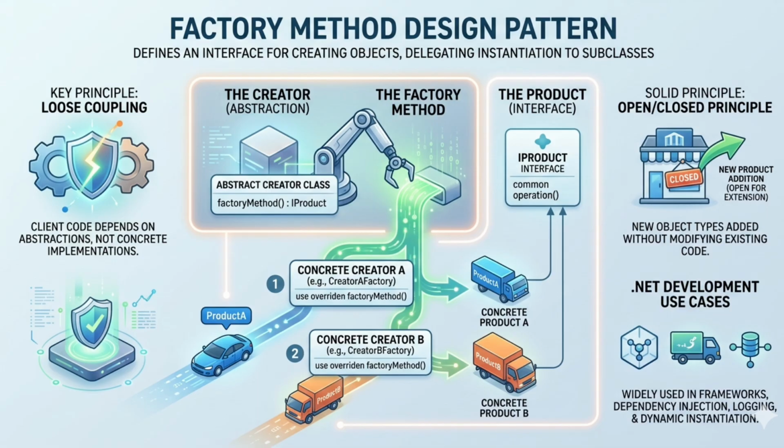In .NET development, the factory method pattern is widely used in frameworks, libraries, and enterprise-level applications where flexibility and extensibility are essential. For example, dependency injection containers, logging frameworks, and service providers often rely on factory methods to create instances dynamically at runtime. By abstracting object creation, developers can easily switch implementations, test components independently, and maintain cleaner architecture. Overall, the factory method design pattern provides a structured and scalable way to handle object creation, making it an essential tool for developers working on complex and evolving applications.